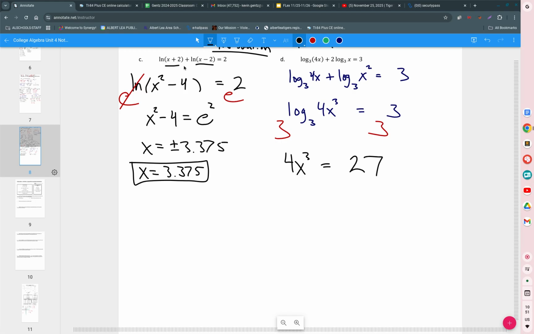Any questions how I got to where I am right now? I take the 2 and I move it up as an exponent to become log base 3 of x squared. Then I take the addition and change it into multiplication, so 4x times x squared is 4x cubed. Then I get rid of the log base 3 by creating a base of 3 on both sides. Now I can divide by 4 and get x cubed is equal to 27 over 4. Then cube root both sides. So the final answer is the cube root of 27 over 4.